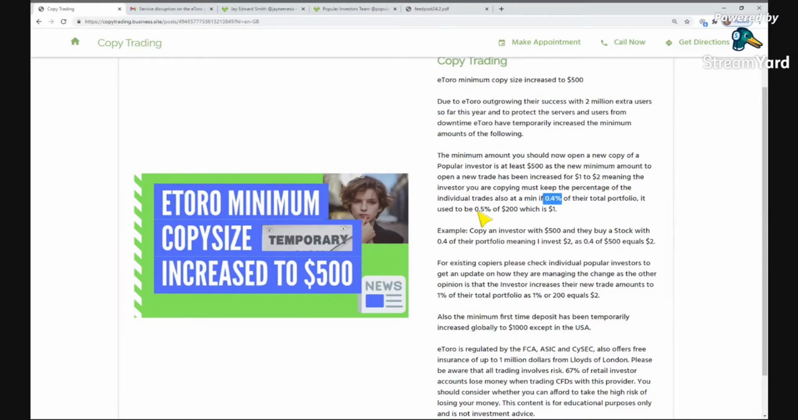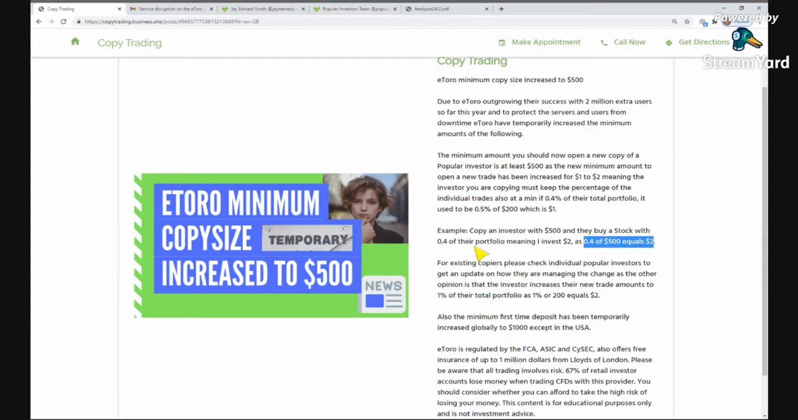Okay, it used to be 0.5% of 200. If you were copying with 200, the minimum was 200. The popular investor would keep his trades at a minimum of 0.5%, because 0.5% is $1. So for example, if you copy an investor with $500 and they buy a stock with 0.4% of the total amount of their portfolio, it will equal $2, because 0.4% of $500 is $2.